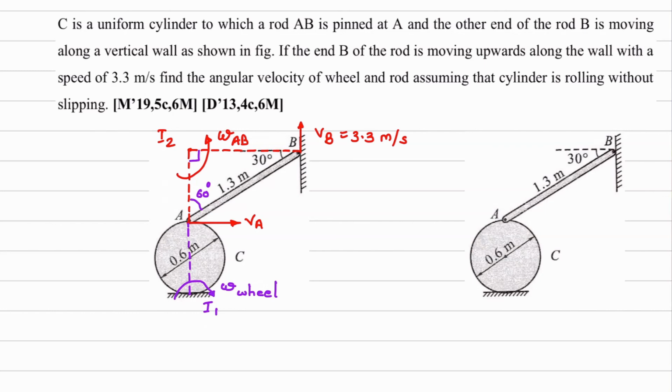We know VB. So VB is I2B into omega AB. I2B we can get from this triangle, and using that we will get omega AB. Once we know omega AB, we will use VA is equal to I2A into omega AB. I2A we can calculate from the geometry, omega AB is known from the previous step. So we will get VA. Now VA is known, we can find this omega.